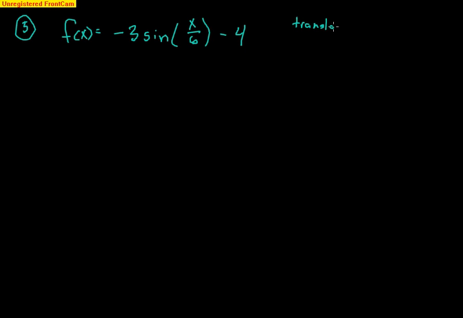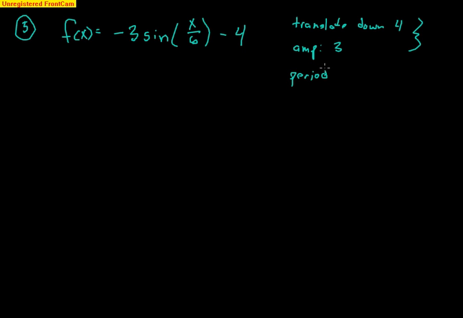Translate down 4. Next thing I notice is there's going to be an amplitude change. The amplitude is going to stretch up to 3. So these two things together are going to really mess with my y. I've got to be really careful thinking about this, because anything on the outside is with the y. Inside is going to be my period. So I notice that my period length is going to change considerably.